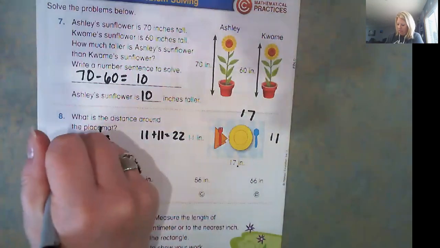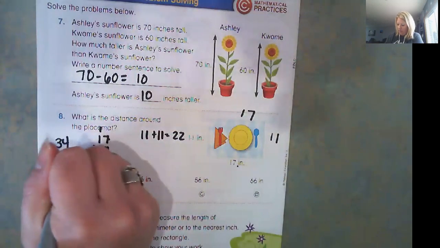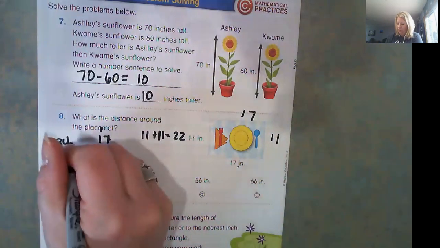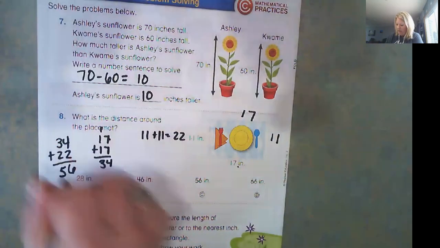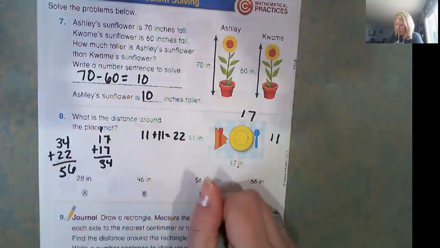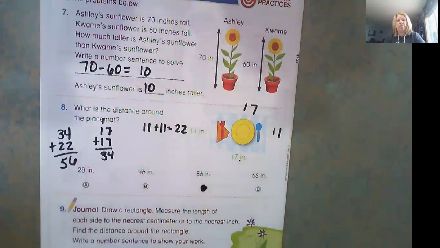So then I add my two numbers together. 34 and 22. 4 plus 2 is 6. 3 plus 2 is 5. 56 inches is the distance around the placemat. Okay.